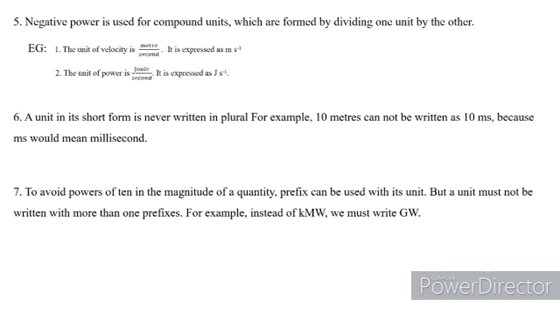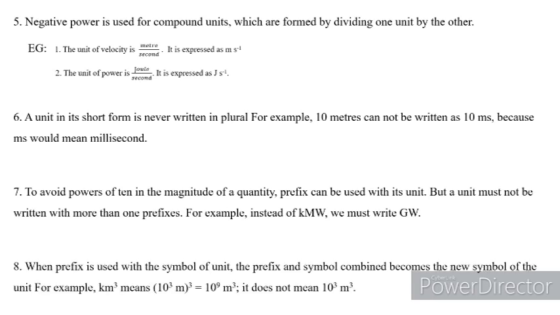And also, to avoid combining powers of 10, it cannot be written as very big prefix letters combined together. It should be written in a proper way. You see, if you want a kilo megawatt, you cannot write like that. Actually it should be gigawatt. And when you use a prefix with the symbol, it should be written as a new symbol.